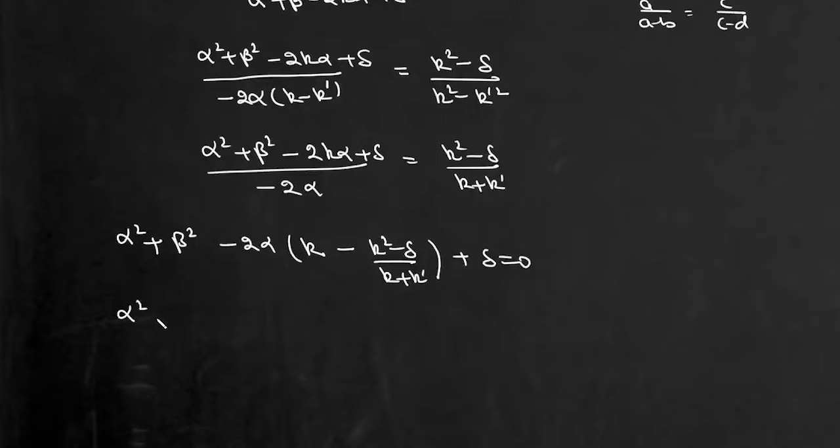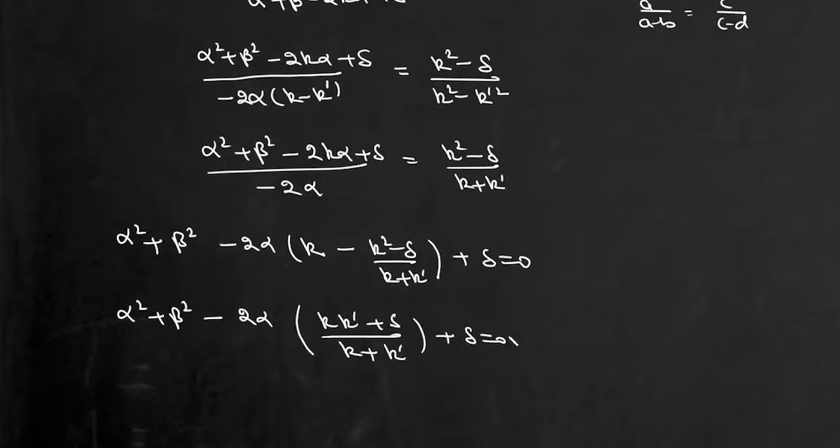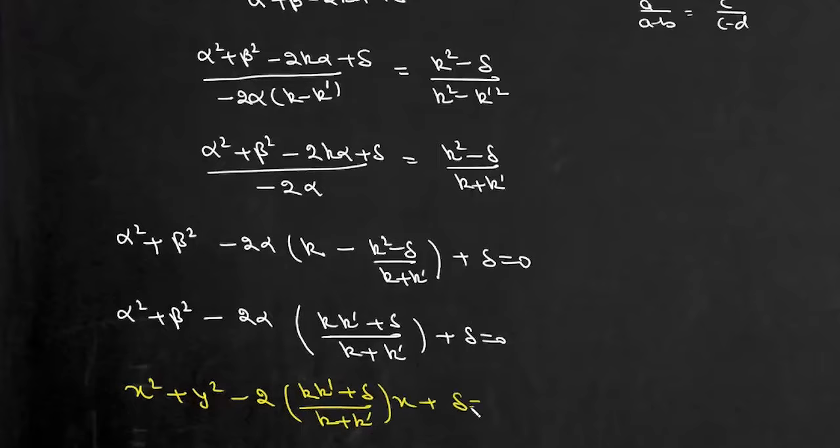Now it will be this alpha square plus beta square minus 2 alpha. Now here k square will cancel, so it will be this k dash plus delta upon k plus k dash plus delta equals to 0. So locus of this point P will be x square plus y square minus 2 k dash plus delta upon k plus k dash x plus delta equals to 0, and which is what we need to prove in this question.